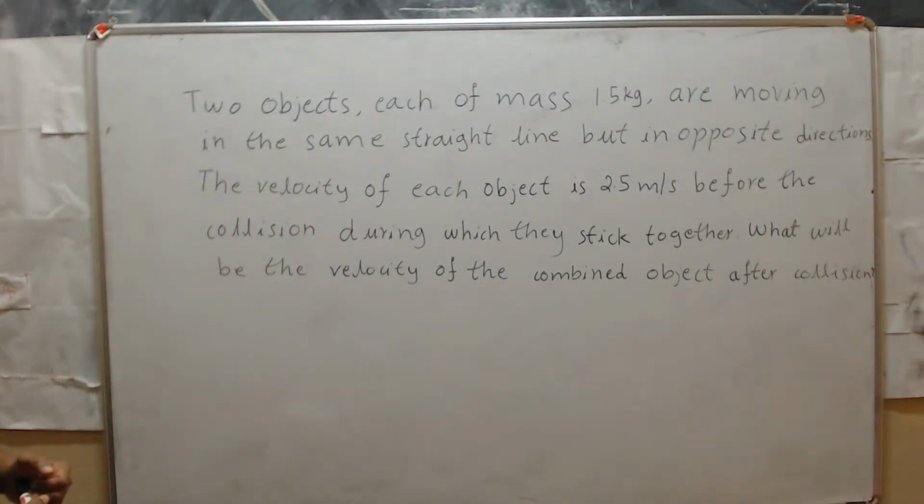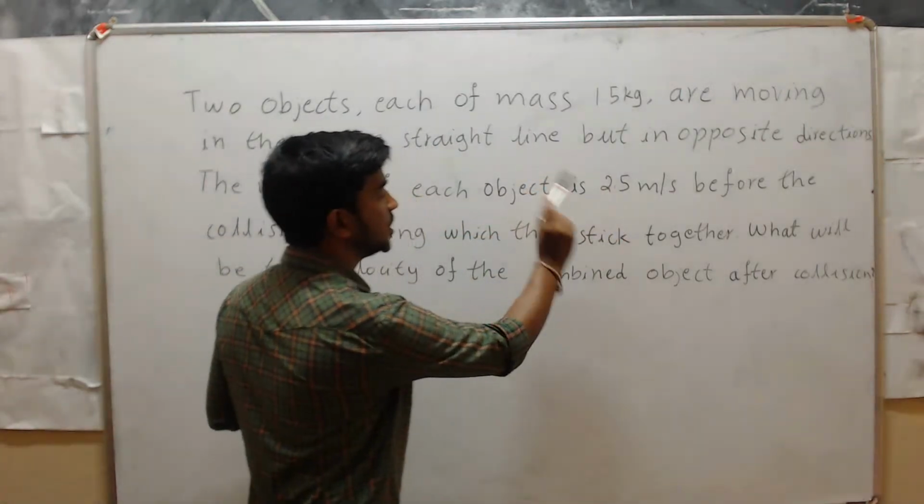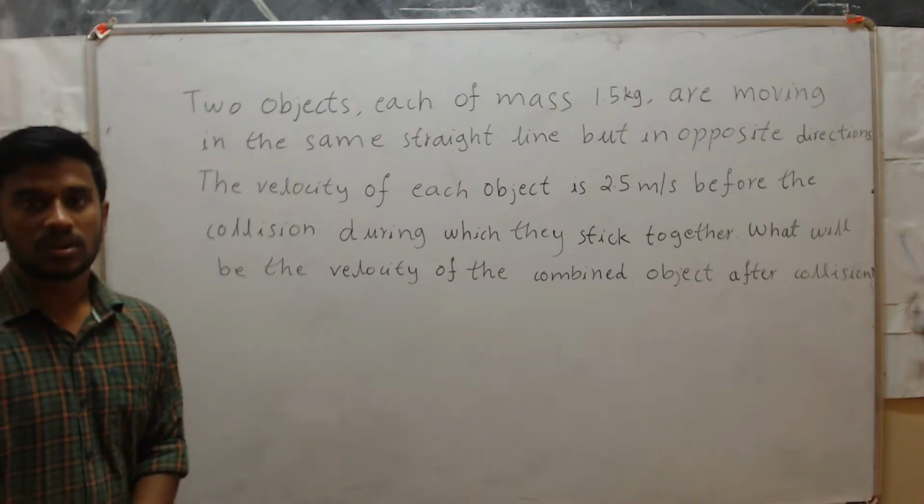Next, the velocity of each object is 2.5 meter per second before the collision, during which they stick together. So what will be the velocity of the combined object after collision?